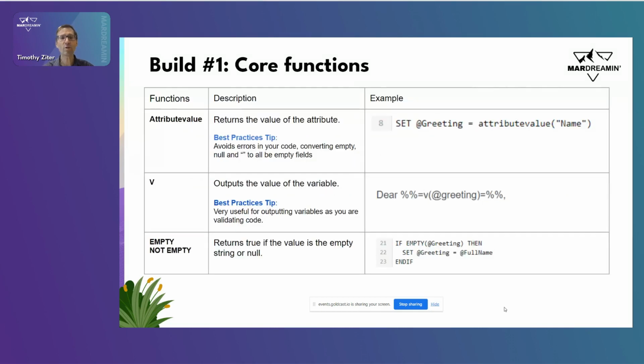Here's a quick overview of those functions that we're going to be using. Attribute value is the first one we're going to be using. That normalizes your data when you variabilize it, so that makes it easier for all of the functions you're going to use after that. The V function is a very basic function, just outputs those variables in your code. Empty, we'll be using in an if statement, returns a true value if it's not empty.